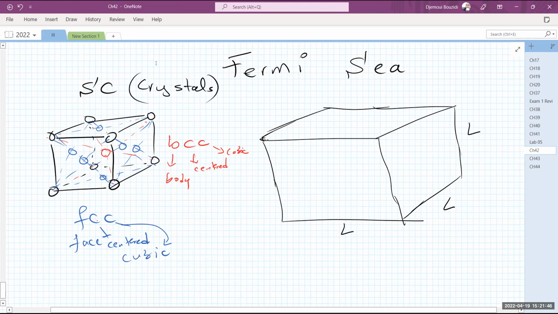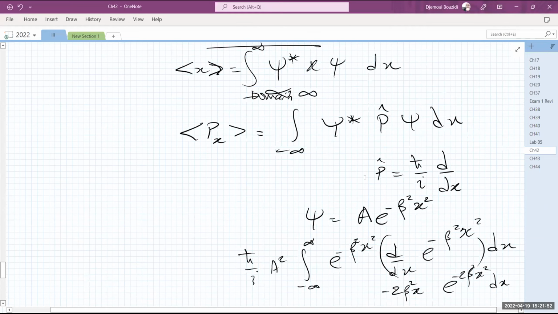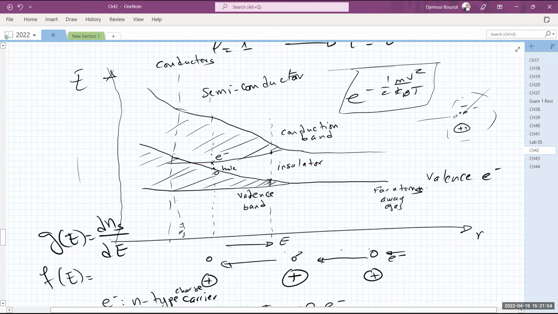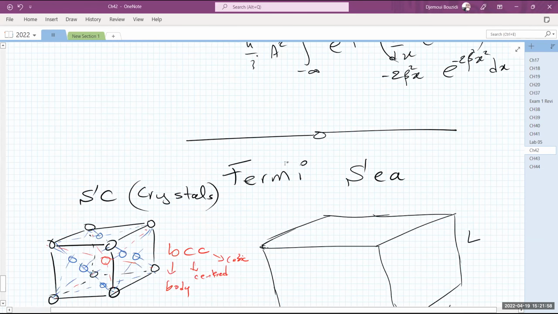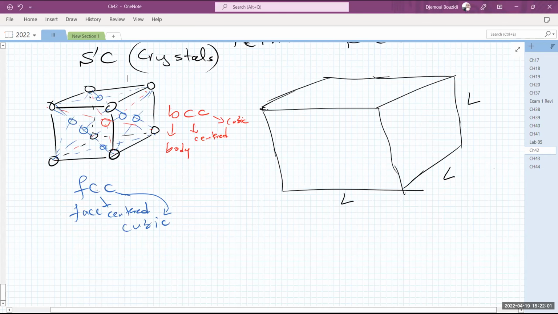Okay, so let me continue with the discussion of the Fermi sea, because that's going to give a very, very important concept that we're going to apply to actually all of these different kinds of materials in here. Imagine that we have electrons that are free to move in this volume now. So that's basically the picture that we ended up with in here.